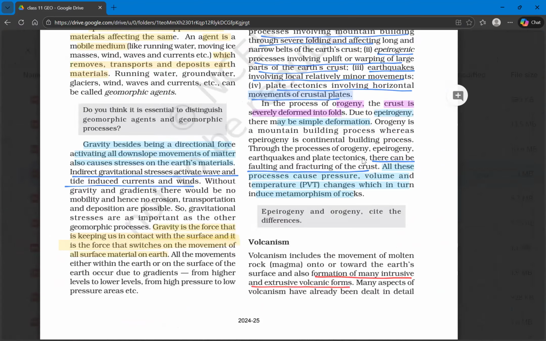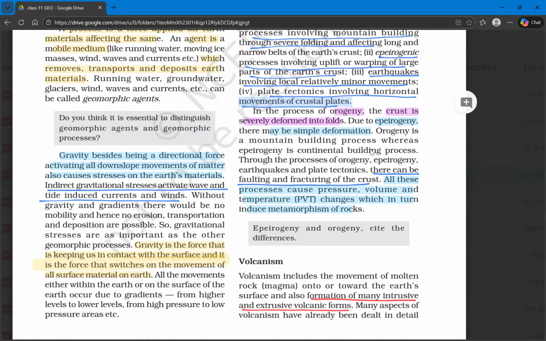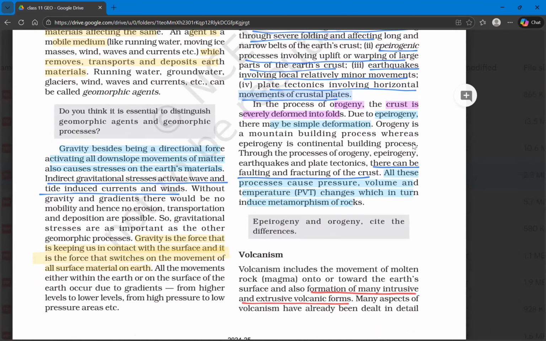In the process of orogeny, the crust is severely deformed into folds. So what happens under orogeny? The crust is severely folded. Due to epirogeny, there may be simple deformation. So the difference between orogeny and epirogeny is, under epirogeny there is simple deformation, but under orogeny there is severe folding. Orogeny is a mountain building process, whereas epirogeny is a continental building process.